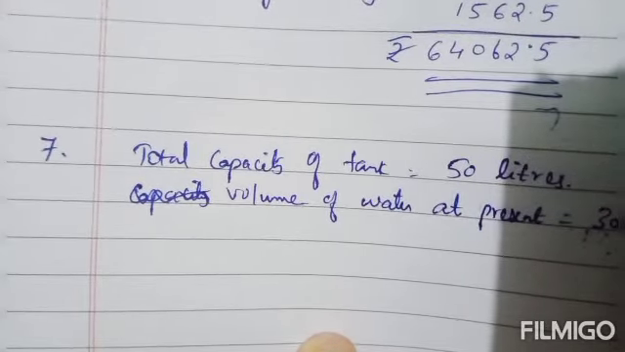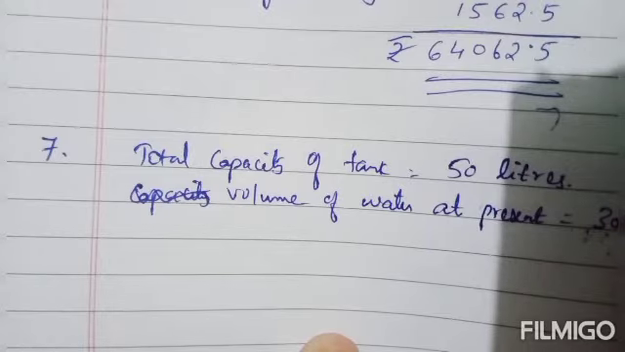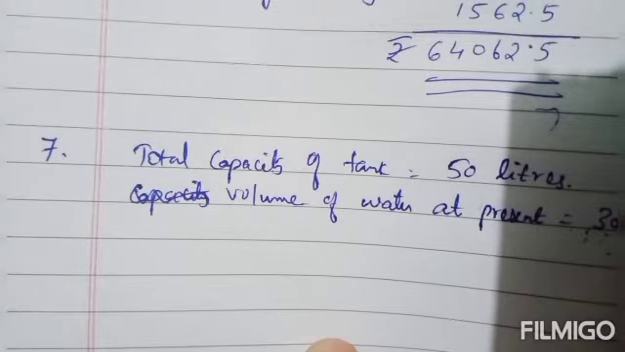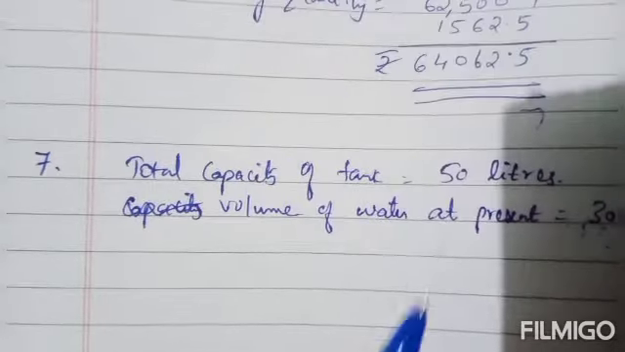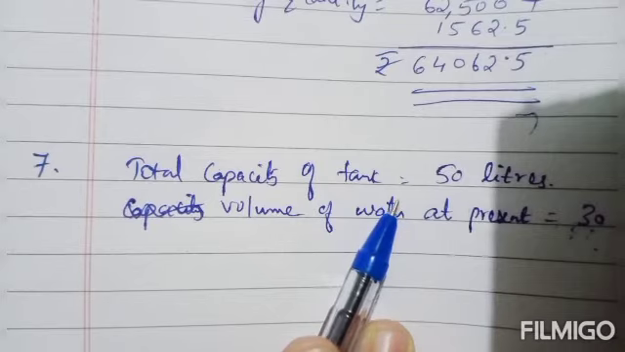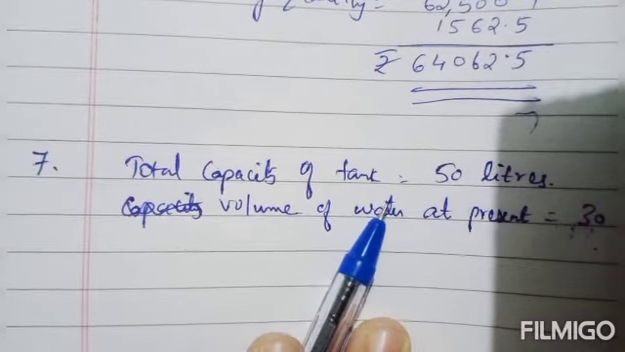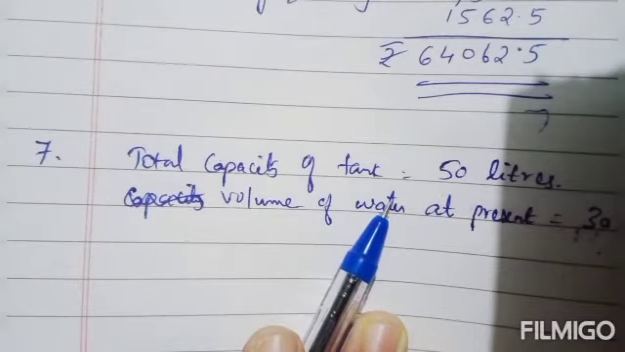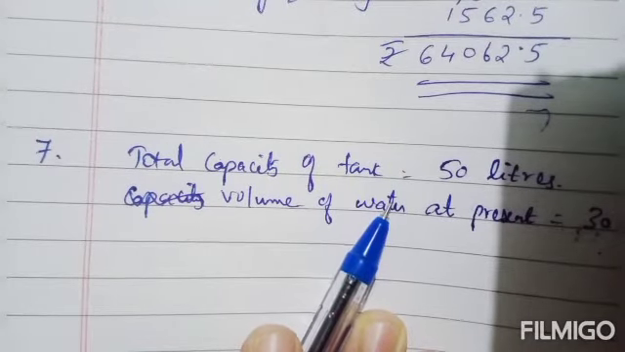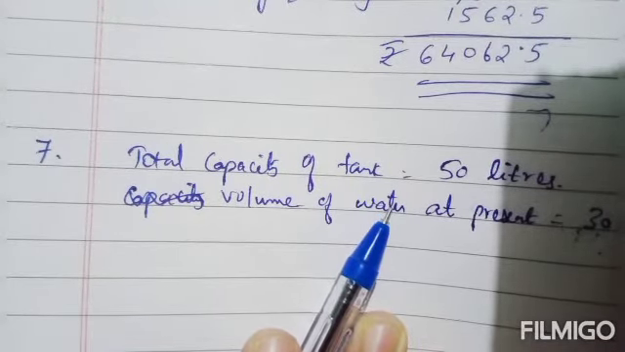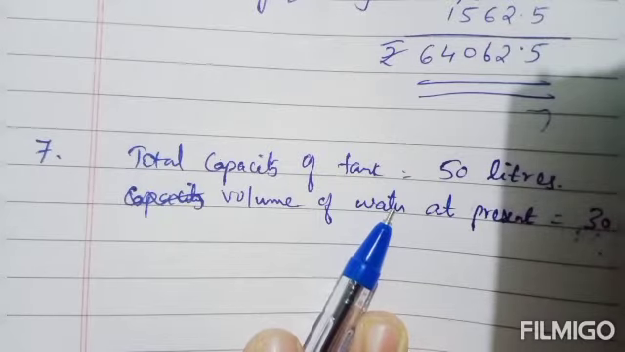Okay. Seventh question. A tank can hold 50 liters of water. At present, it is only 30% full. How many liters of water shall I put into the tank so that it becomes 50% full? So, a tank can hold 50 liters of water. That means the total capacity of the tank is given as 50 liters. At present, it is only 30% full. What does that mean? At present, 30% of the tank is only filled with the water.